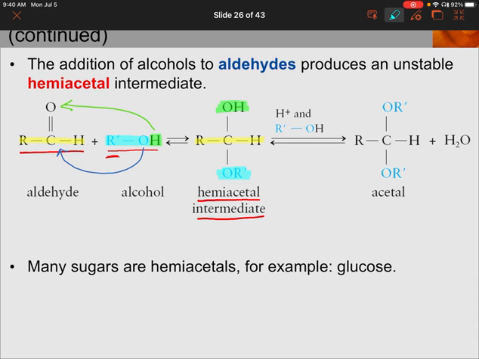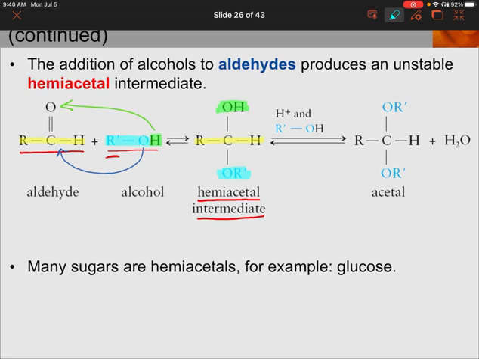And so this gives us that hemiacetal structure where we have an OH group on one side and an OR group on the other side. Now, the reason this is called a hemiacetal is we're halfway to forming what's called an acetal molecule.